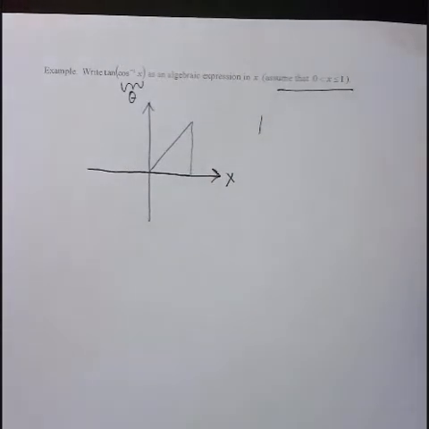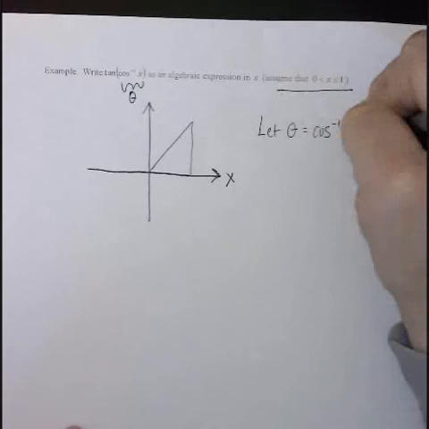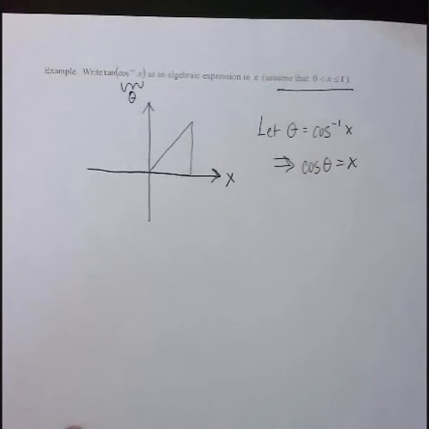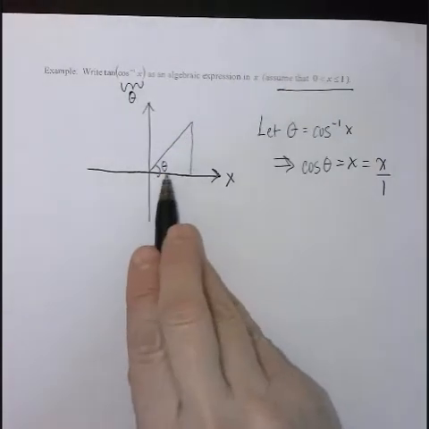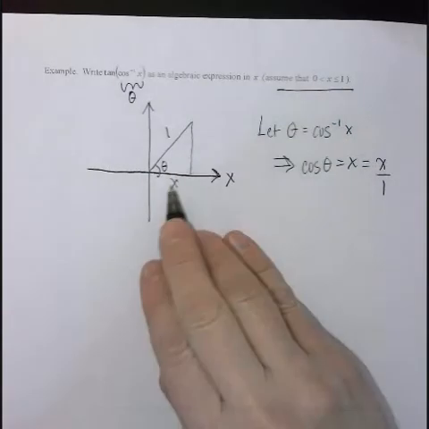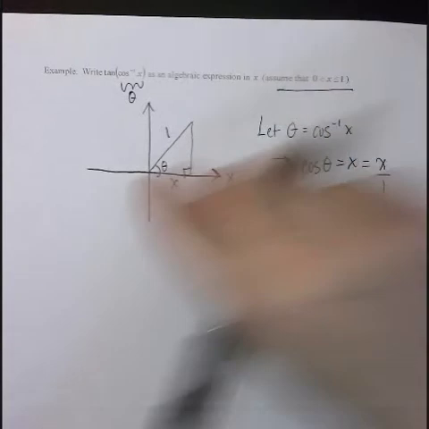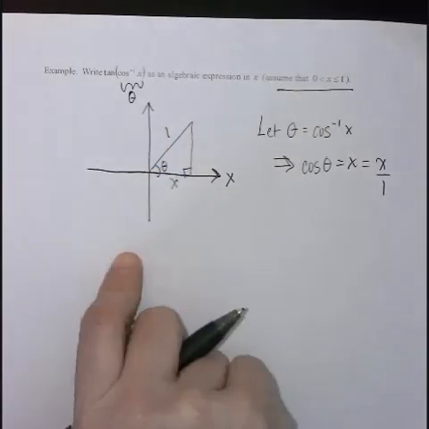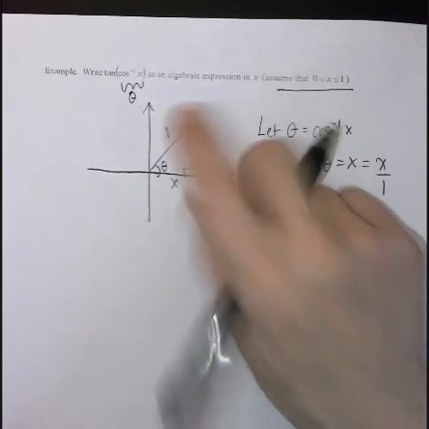So let's let theta equal the cosine inverse of x. So this implies the cosine of theta equals x. And we can think of x as x over 1. So if we call this theta, cosine of theta is x over 1, adjacent over hypotenuse. If this had been between negative 1 and 0, we would have drawn it over here instead, and then theta would be this angle. Once we have this side and this side, we can solve for the remaining side. The radius is 1, right? And let's call this b.